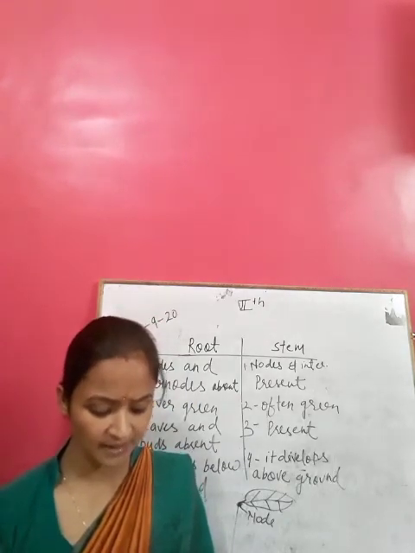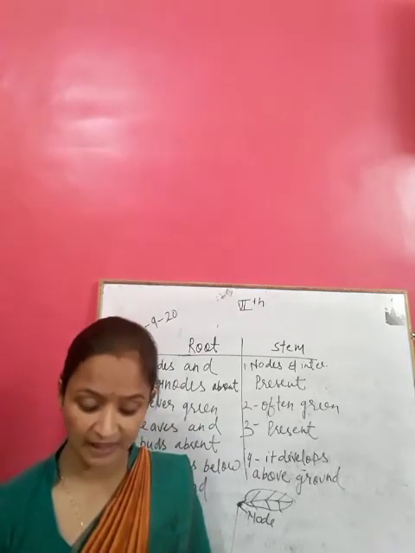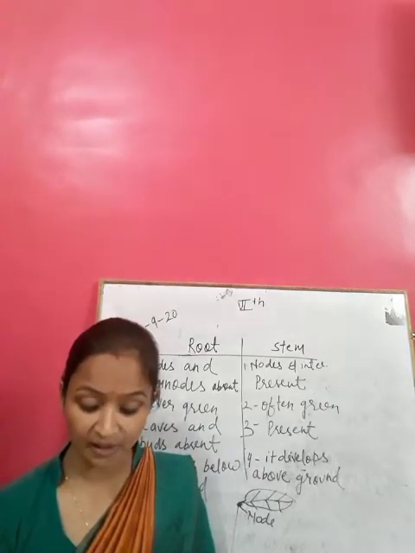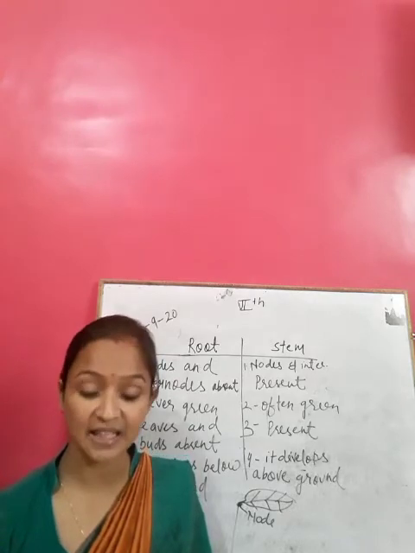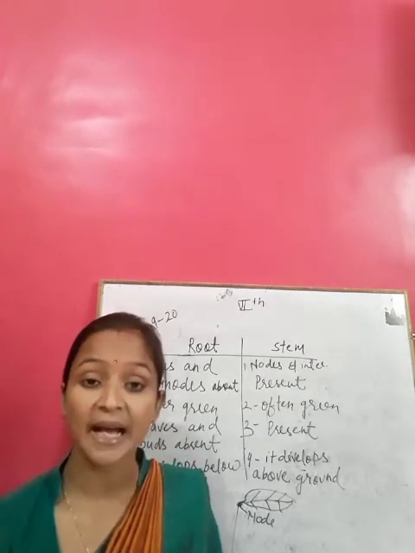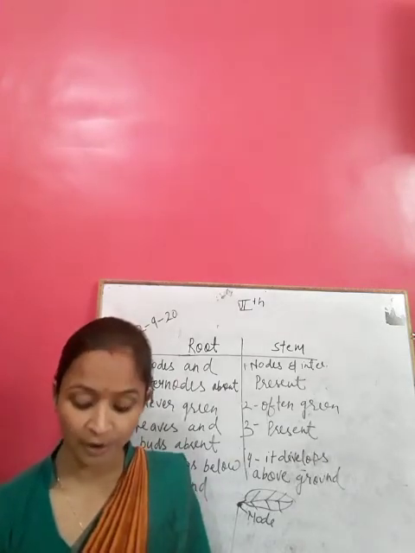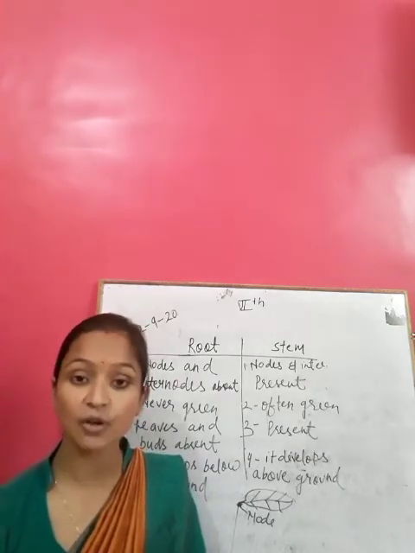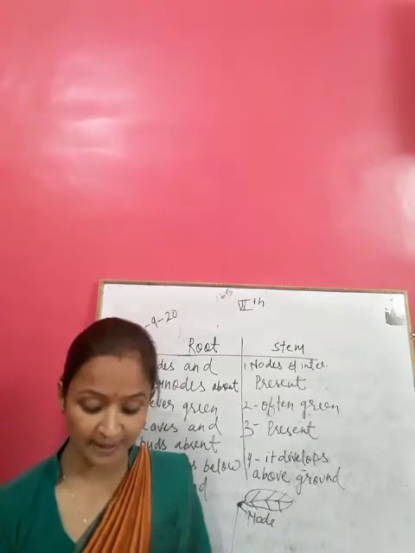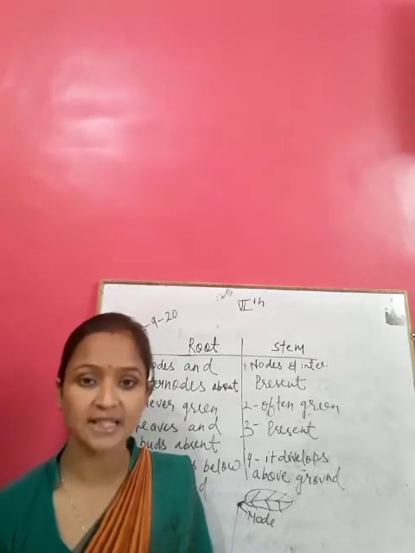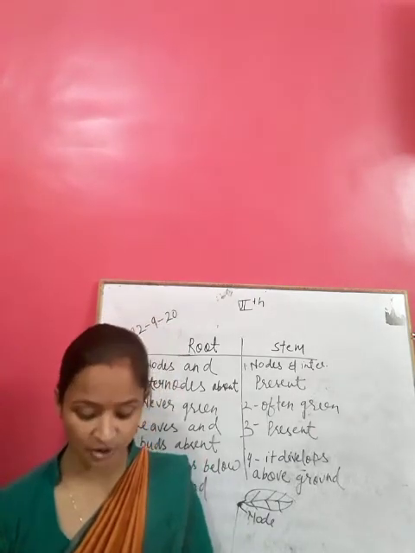Perform the following activity 7 to get an idea about the leaves. The flat green part of a leaf is known as the leaf blade or lamina, and it is attached to the stem by means of a short stalk called the petiole. The region of attachment of the leaf with the stem is called the leaf base. I will draw the diagram, then you can easily understand.